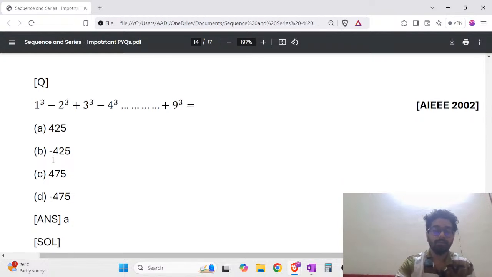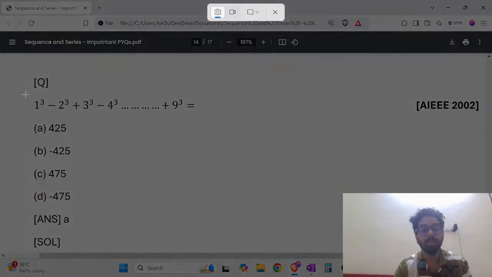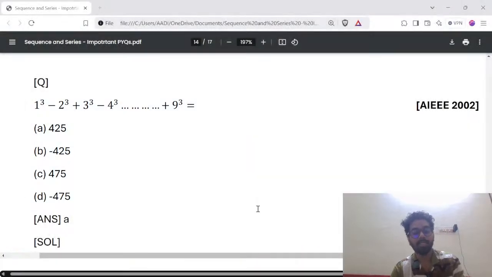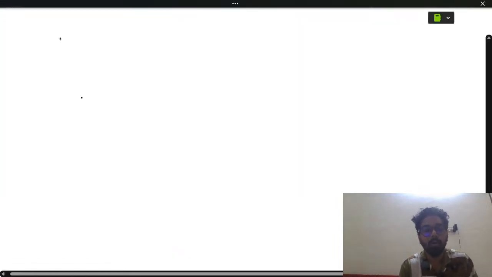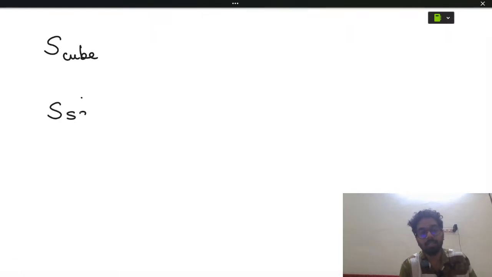Now we are having a question on special sums of series, like sum of the first... I will write it down over here. Okay, so what is the sum of the cubes, sum of the squares, and sum of natural numbers?